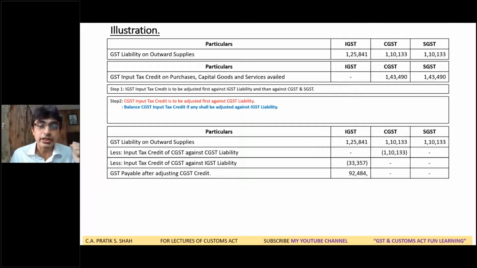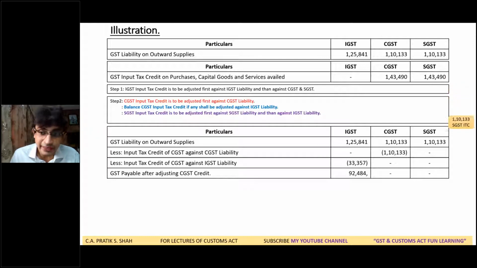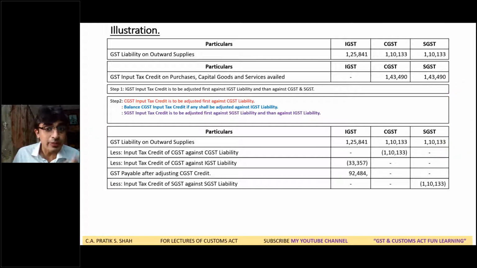Now comes step 3, SGST ITC. Sri Lanka has ITC of 1,43,000 and a demand of only 1,10,000. Let us meet that first. See, it is met. Still Sri Lanka has a surplus ITC of 33,000. It will give that to India. Sri Lanka will also give to India. So out of that 143, 1,10,000 is utilized. The balance 33,000 will be given to IGST.